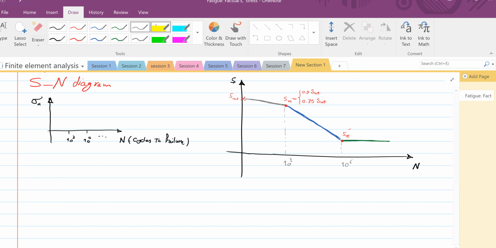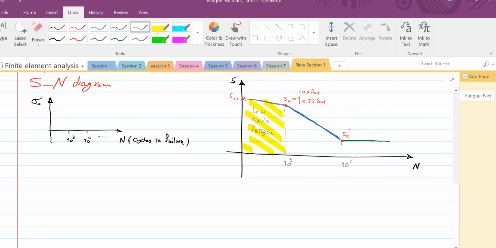For this area, we call this one low cycle fatigue, which is less than 1000 cycles. Usually we don't design for this area. That is why if you check some textbooks, sometimes they don't include this area, and their SN diagram starts from 1000 cycles.